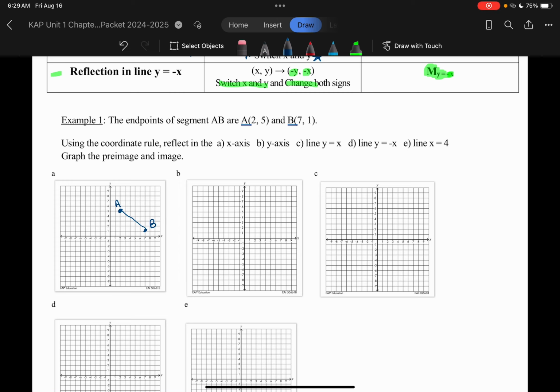So there is our pre-image, okay? We'll say we're going to do the pre-image, at least on my end, in blue. And then the image I'll do in red.